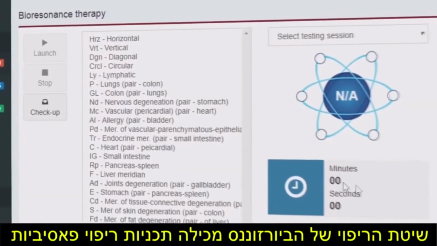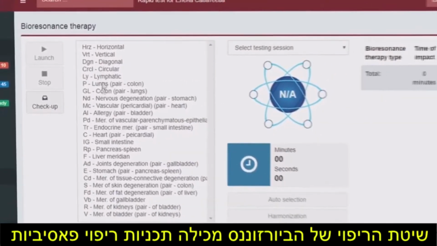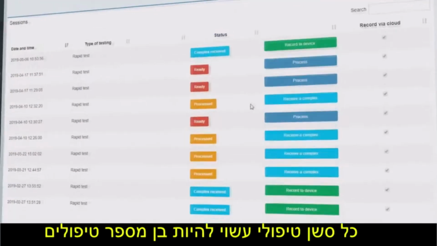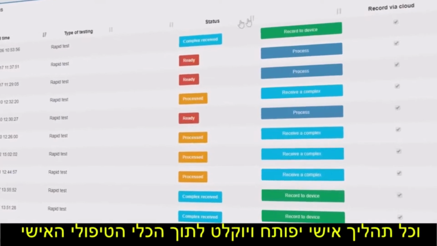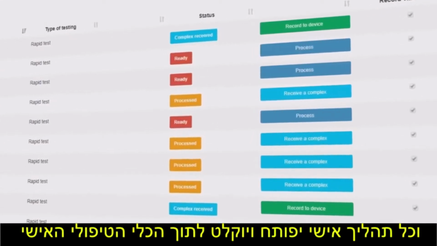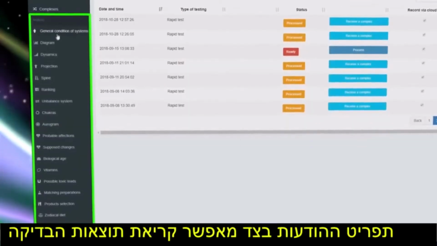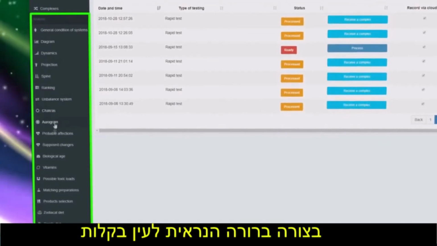The BRT section contains programs for passive bioresonance therapy. Each session may be processed. An individual complex may be created and recorded to the device according to it. The analysis menu section helps to get test results in a clear visual form.